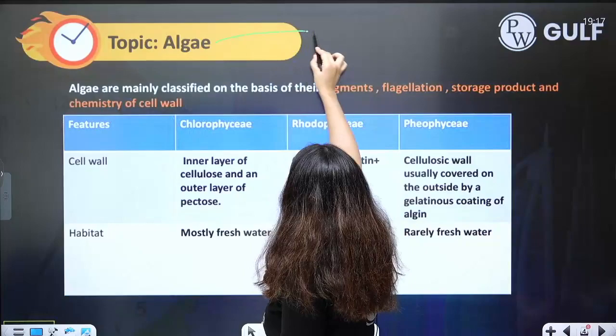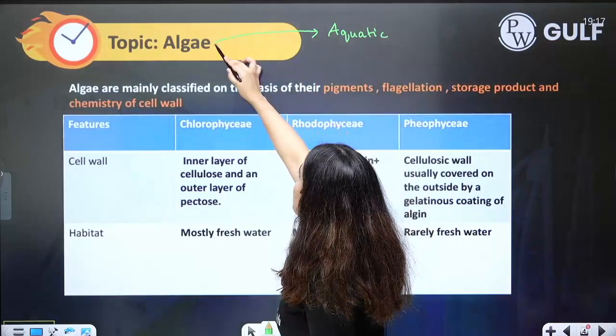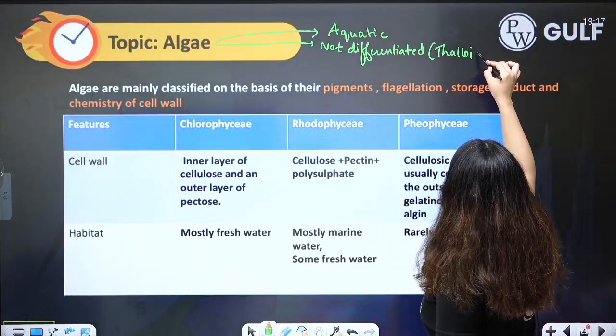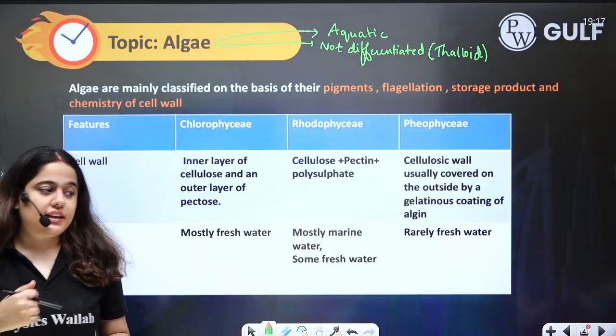It is mostly aquatic, not differentiated, which means we cannot see root or leaf-like structures in algae, which means they are thallus-like, they are thalloid. We cannot see any leaf, root and stem in algae. They are undifferentiated.